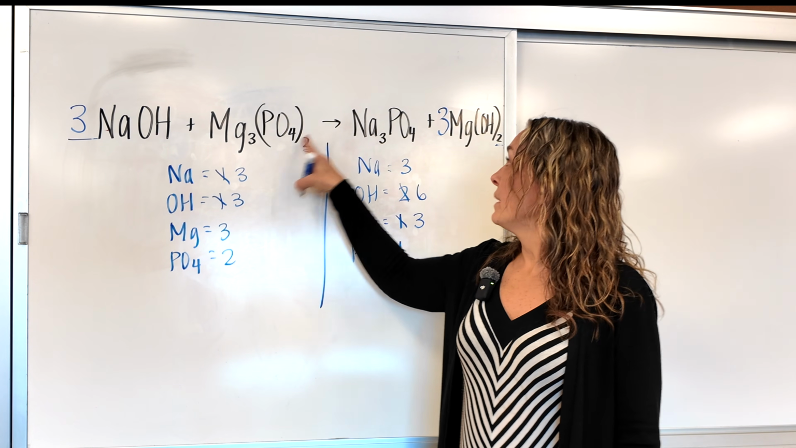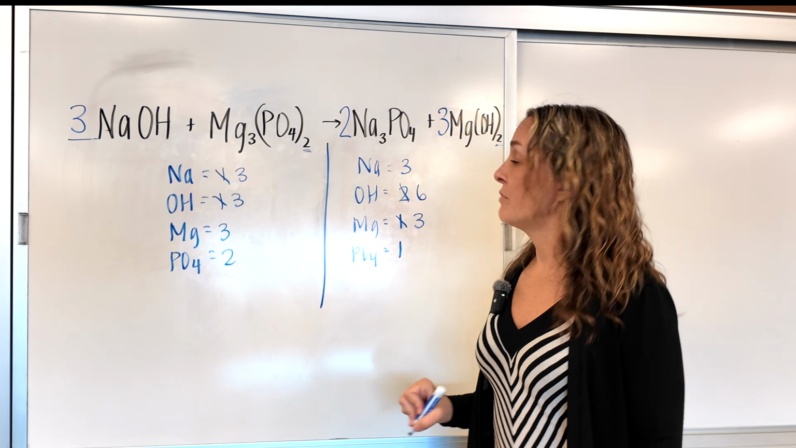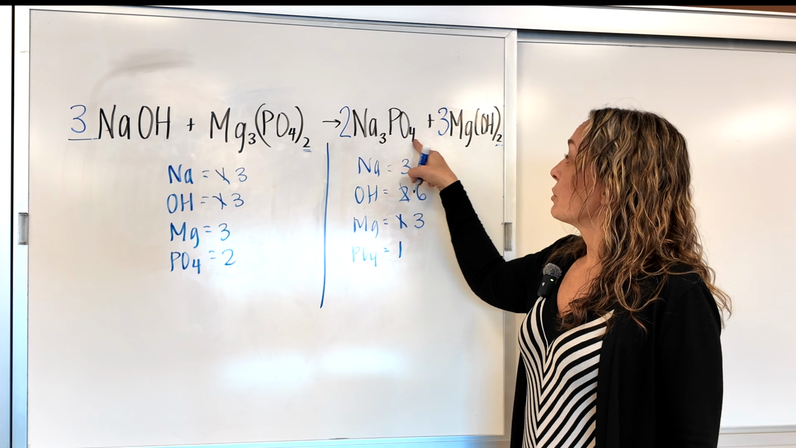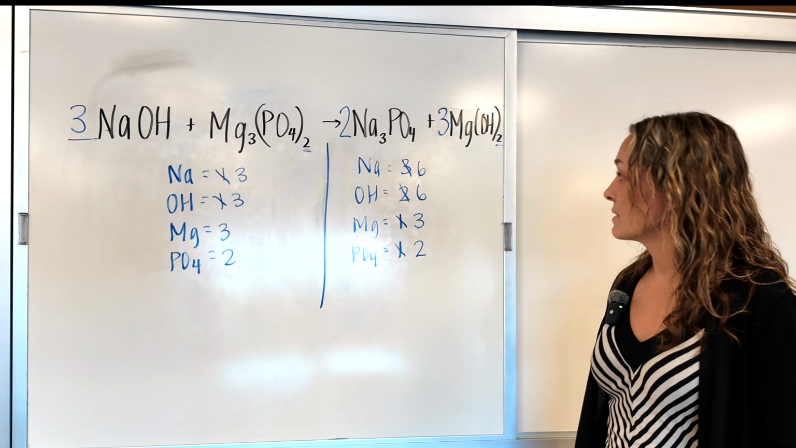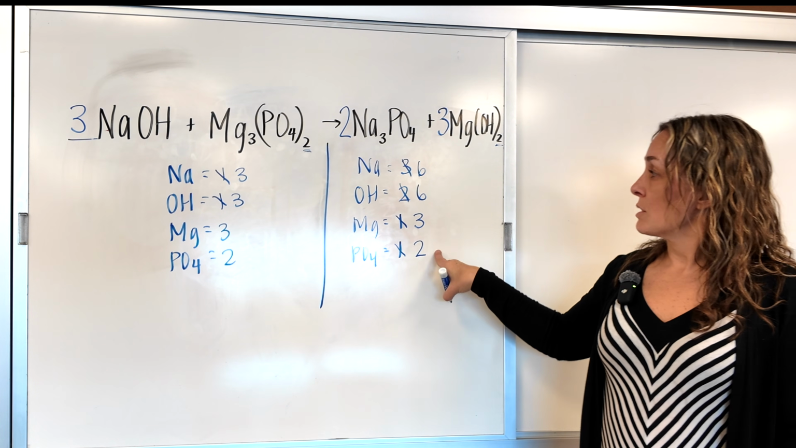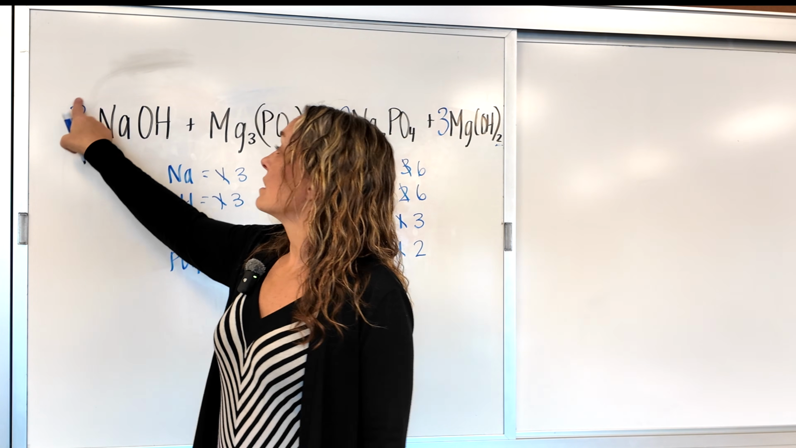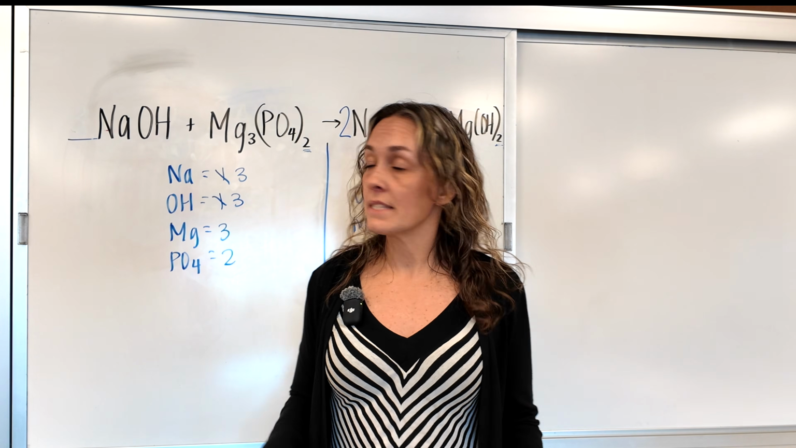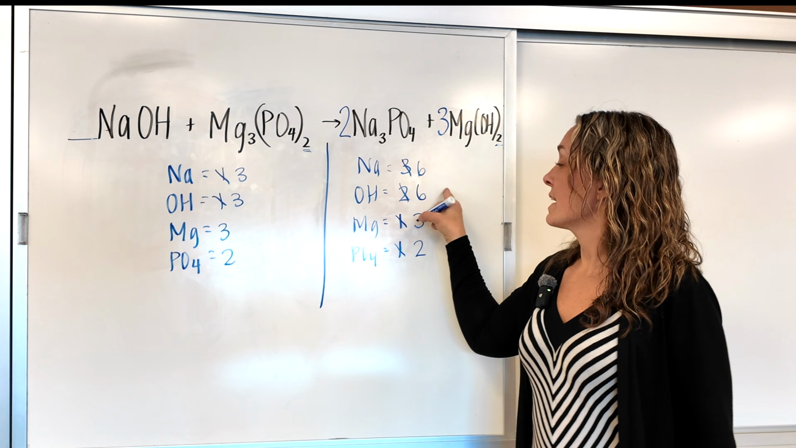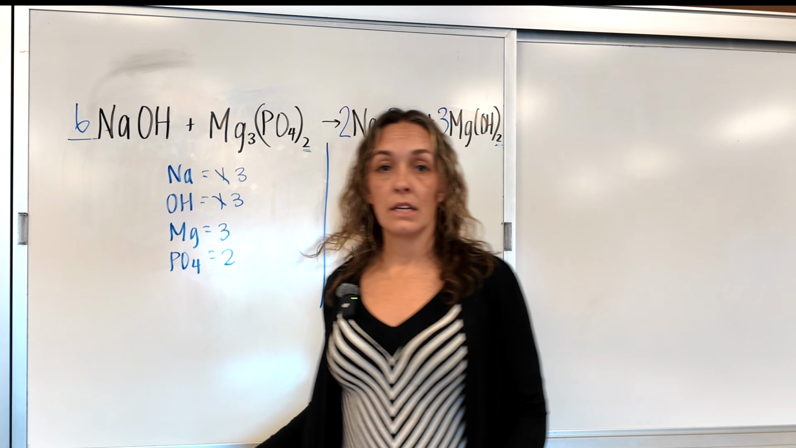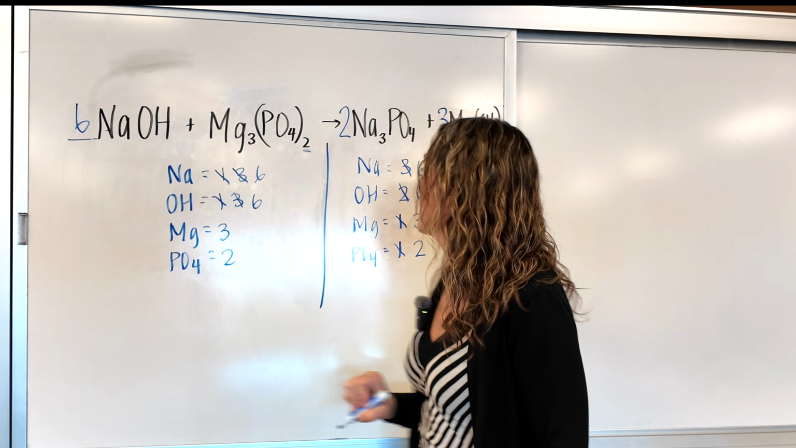2 of them went in, and if 2 went in, 2 had to come back out. The only way I can make 2 of them come back out is by putting a coefficient in front. That 2 multiplies through the whole compound, giving me 6 Nas and 2 PO4s. All right, my magnesiums and my PO4s match, but my Nas and my OHs do not. I originally had a 3 here, but it is perfectly okay to erase the coefficient. And rather than a 3, I can fix this and make both sides match by putting a 6 out front. When I put a 6 out front, it multiplies through the entire compound, giving me 6 Nas and 6 OHs.